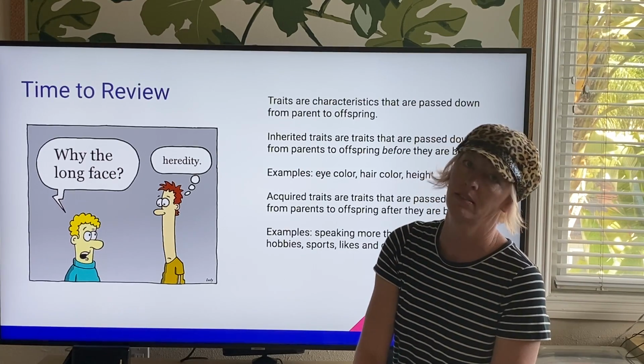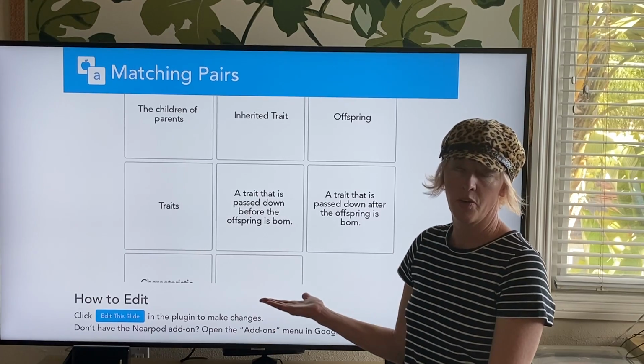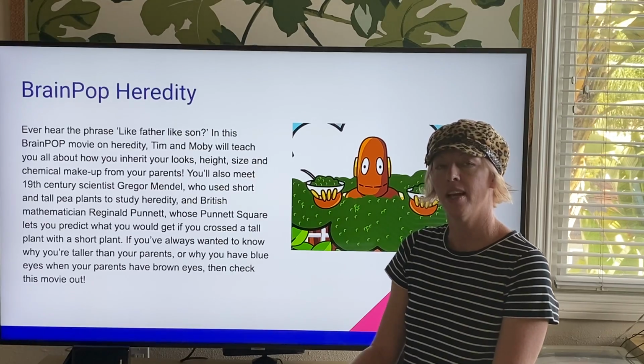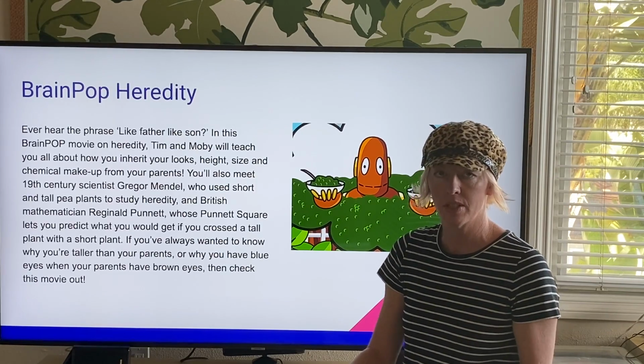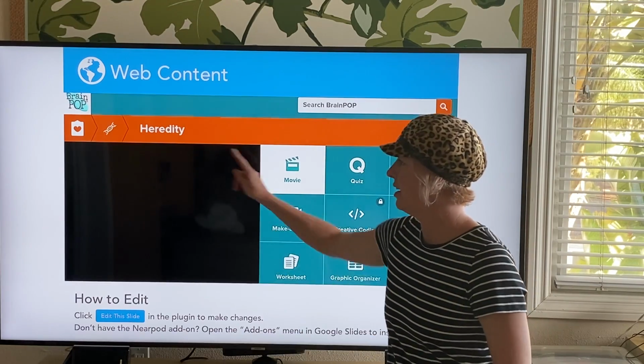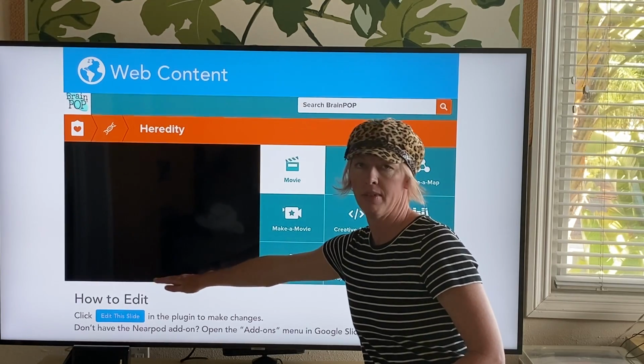It's hilarious. Okay, in this slide, what I want you to do is just match the vocabulary word to its definition. This slide just tells you about what the video is about today. Here is the Brain Pop video. It's web embedded, so you're going to have to scroll down and find the play button down here.